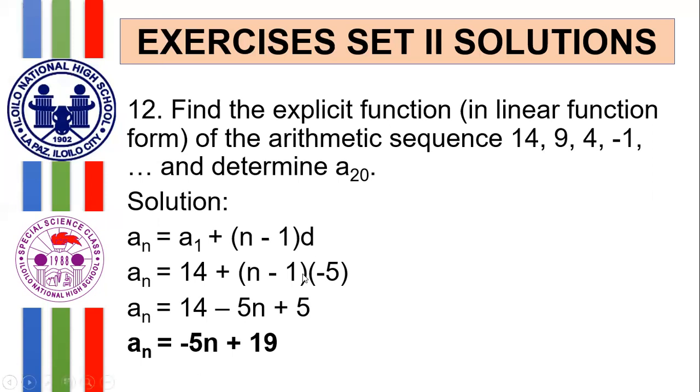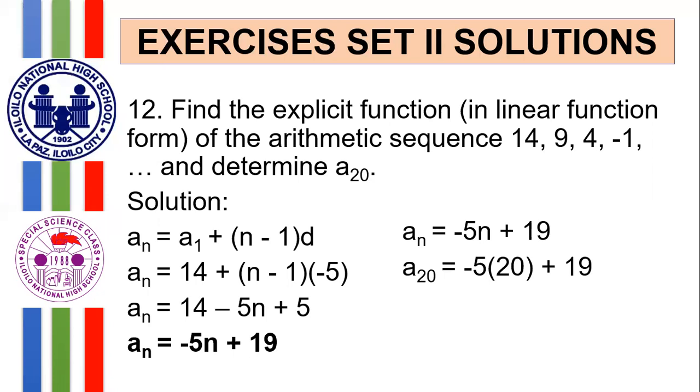But what about the 20th term? Since you have now the explicit function, all we have to do is replace all n's of a sub n equals negative 5n plus 19 by 20. So you have a sub 20 equals negative 5 times 20 plus 19. Negative 5 times 20 is negative 100. Plus 19 gives you negative 81. Hence, the 20th term of this linear function, or of this arithmetic sequence, is negative 81.